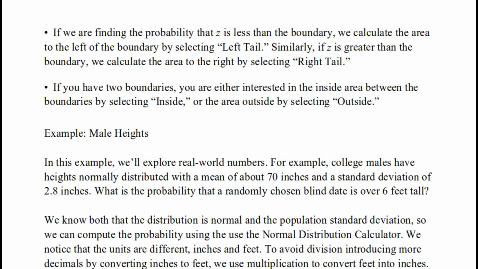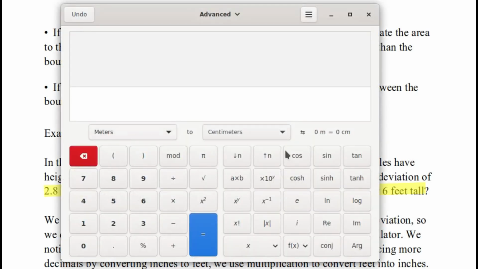Well, let's get over the fact that you can actually have a randomly chosen blind date, and let's notice that there's two different units running around here. The question talks about feet, but the information was given to us in inches. So just to avoid too many decimals, let's keep everything in inches. So let's make 6 feet into inches. To do that, let's pull up a calculator, and we say 6 times 12, so that's 72 inches.